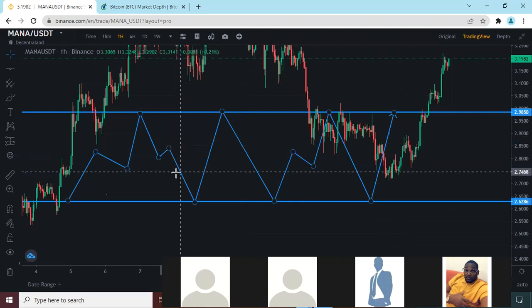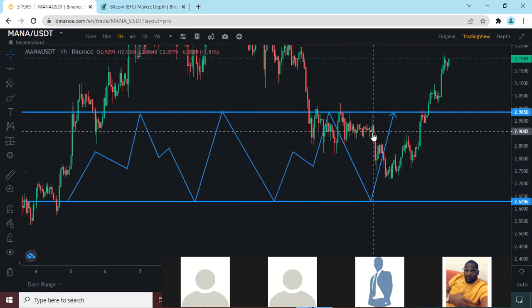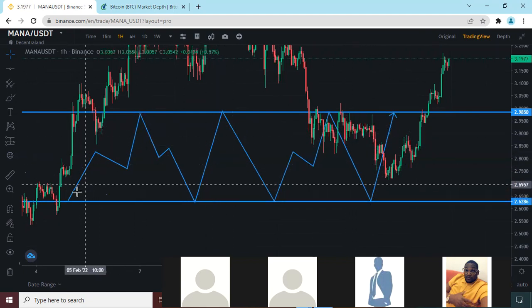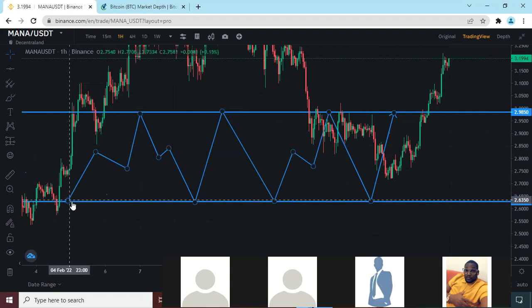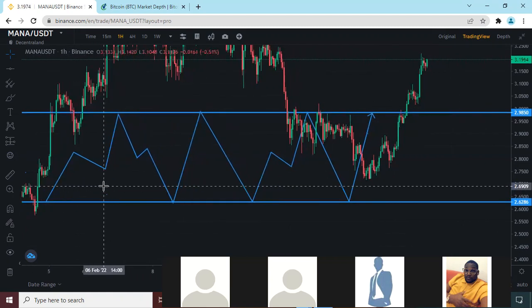I know you said that during consolidation, you wait for a breakout, right? Yes, I'm seeing that already. Now, when the market ranges, you count two resistances and two supports. The third ones are the right time to place trades. Are you getting it now?